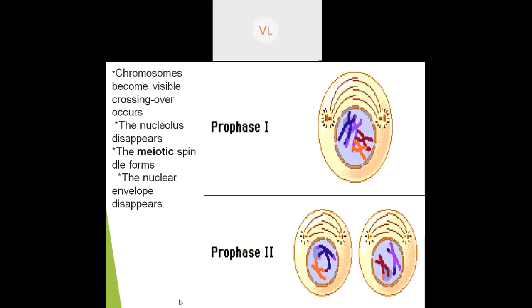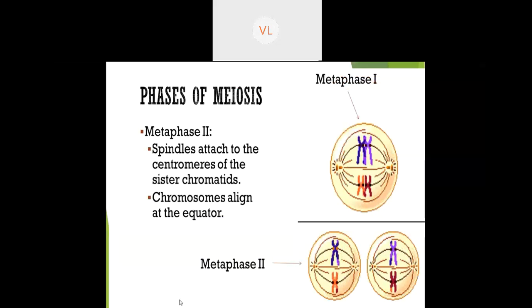Okay, now let's see the next phase. In metaphase 1 and 2, you can see that it's similar. The only difference you can find is that since it is divided into two cells now, before it was one cell, but in this metaphase 2, you are getting one in each cell. So, same thing, you will get the spindle attached to the centromere.